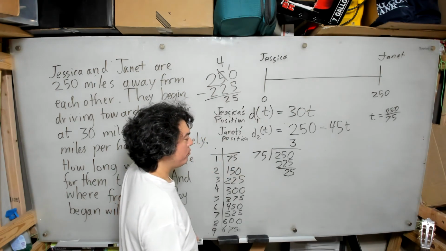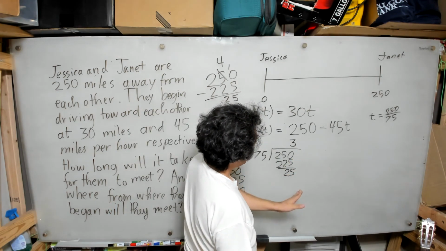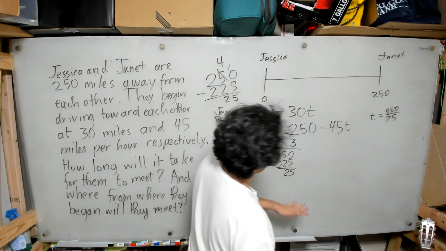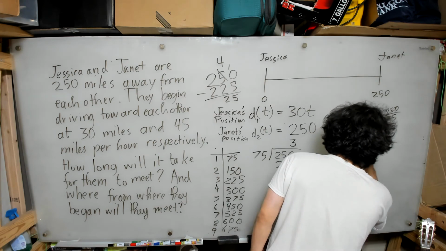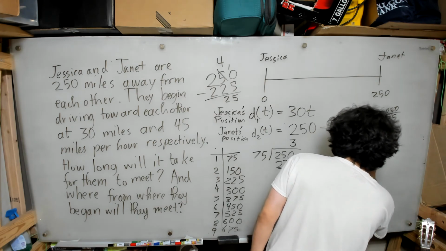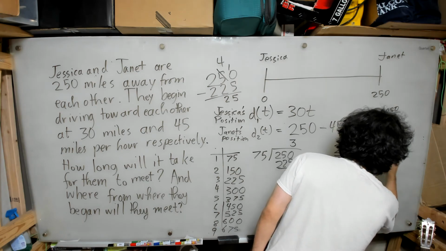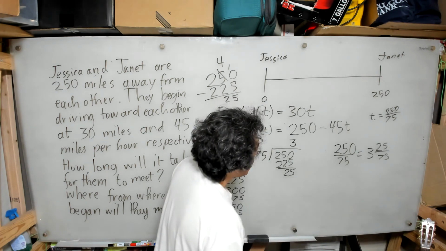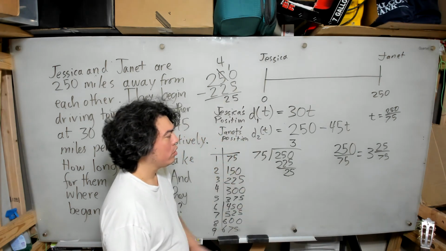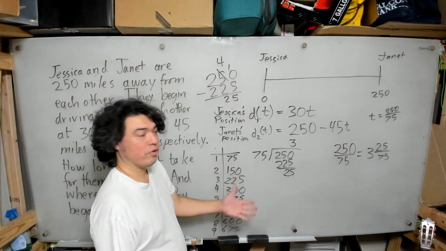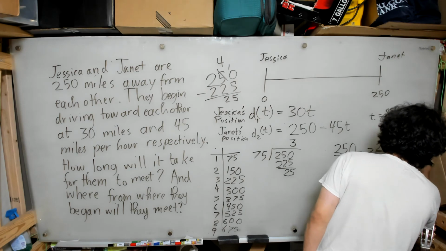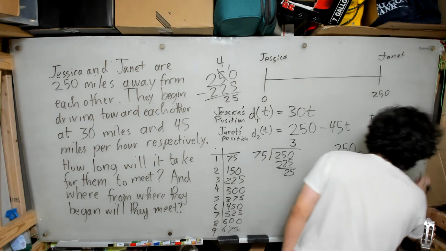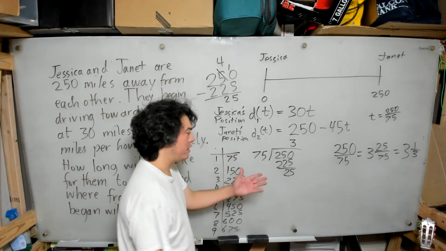And there's nothing to bring down here, so I could stop right here if I wanted to, and I could say 250 divided by 75 is equal to 3 and 25 over 75. I could do that if I wanted to. Now, I know that 25 times 3 is 75, so I could rewrite that as 3 and 1/3. So that's a possibility.